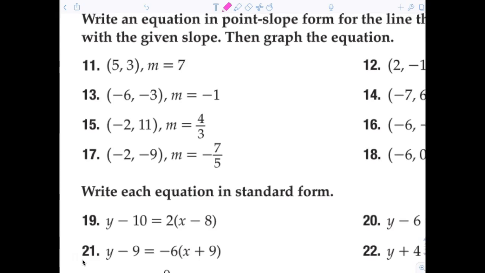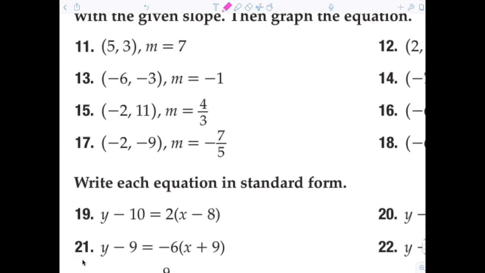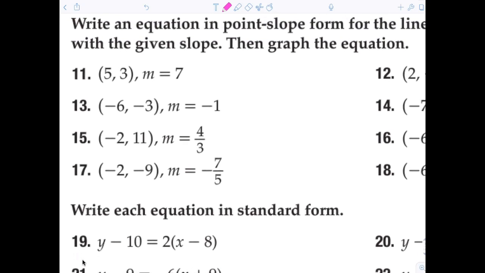All right, Ava, you're up. Number 11, write the equation for me. Now we're doing it in point slope form. That's like the y minus... Yes, it is. Tell me. y minus 3 equals 7 times (x minus 5).